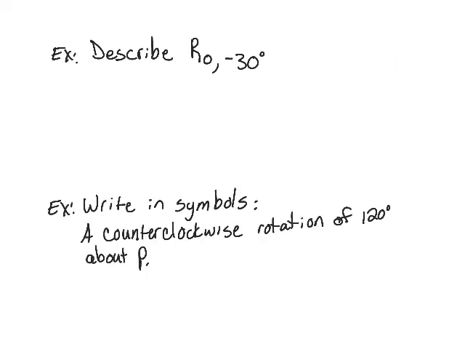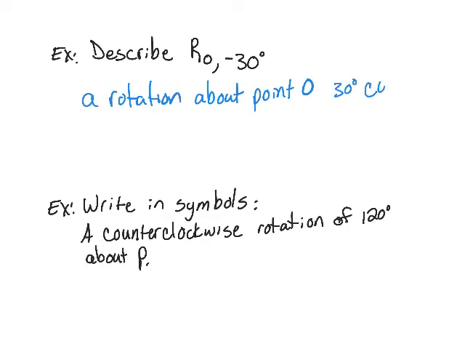Okay, so here's some examples. The first one, just describe. Tell me what's going on when you see these symbols, a capital R with an O and a negative 30. Well, what that would represent is a rotation about point O, because that's my center of rotation. You always have to denote the center of rotation. And that's 30 degrees clockwise. And that's how you represent it. Negative 30 tells me that it's going this way, okay?